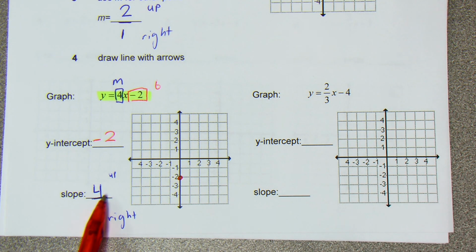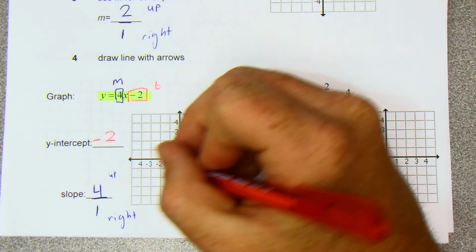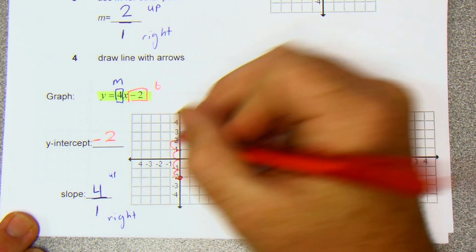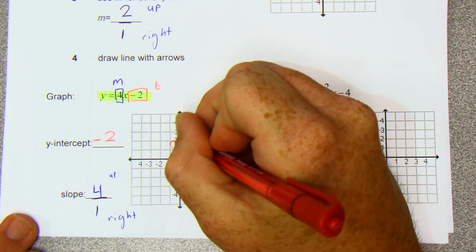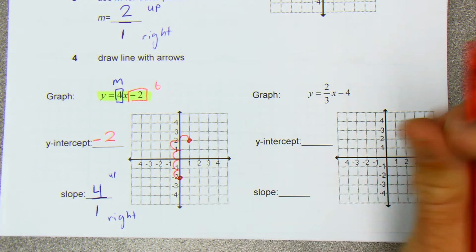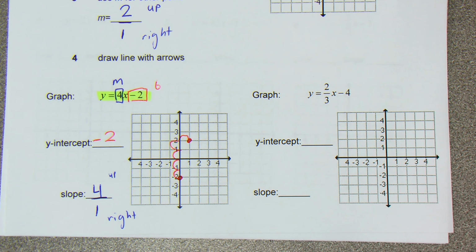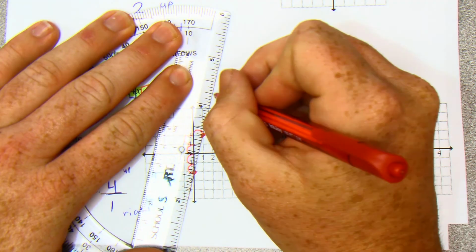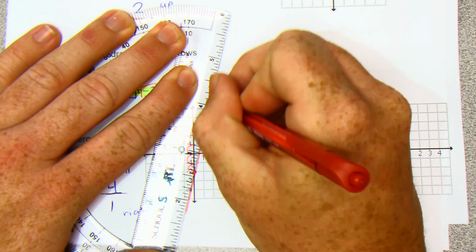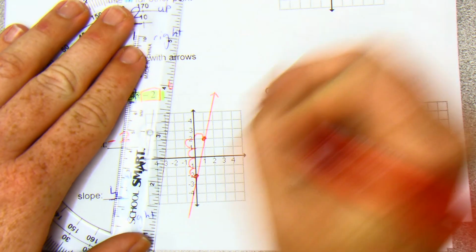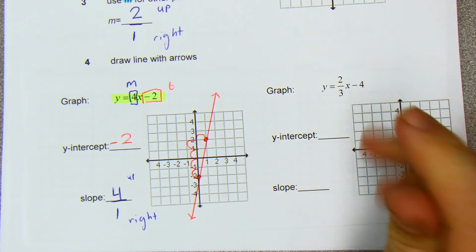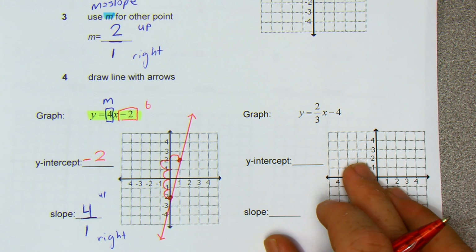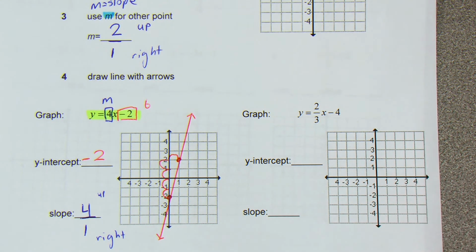And then like it says, I'm going to go 4 spaces up and 1 to the right. So I go 1, 2, 3, 4 spaces up, 1 space to the right. I make my next point. I grab my straight edge and I make my line through those 2 points, and I make sure to include the arrows on that line. And now I'm done with that problem. This is exactly what your homework looks like. So we'll go ahead and do the next one.